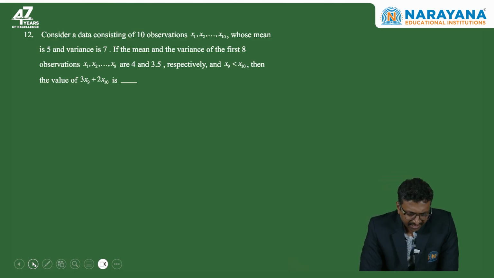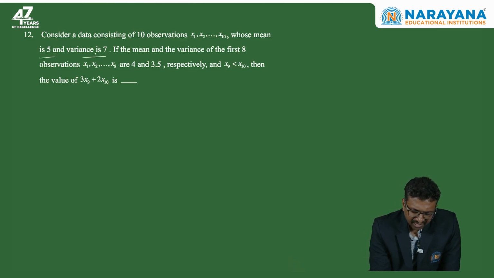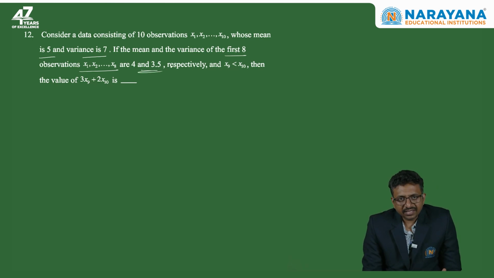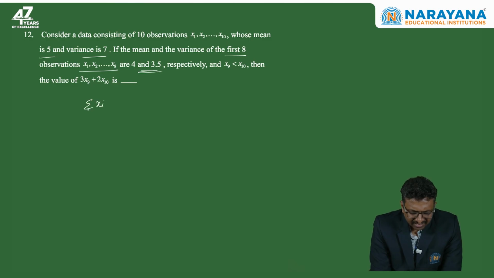So consider the data consisting of 10 observations, mean is 5 and variance is 7. The mean of the first 8 observations is 4 and the variance of the first 8 observations is 3.5. X9 is less than X10. Find the value of 3X9 plus 2X10. Very straightforward question. So sigma xi by 10 is equal to 5, and sigma xi square by 10 minus x bar square is equal to variance.